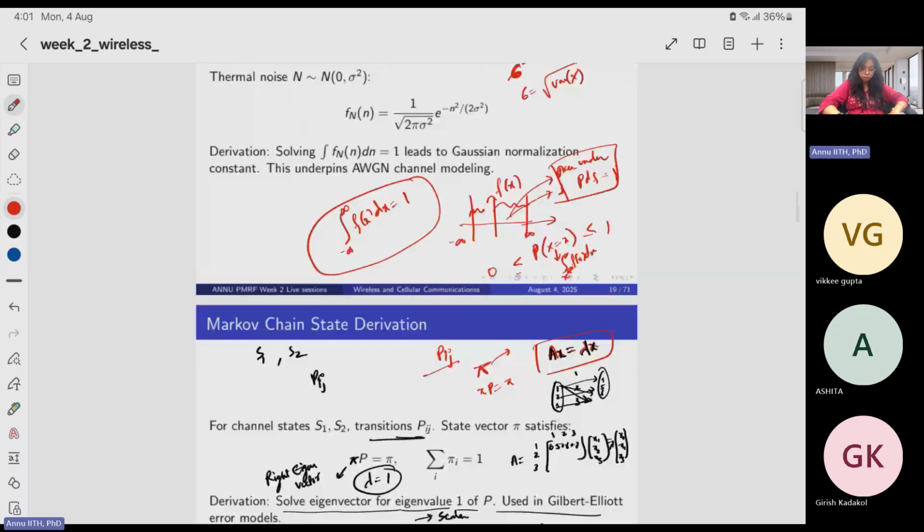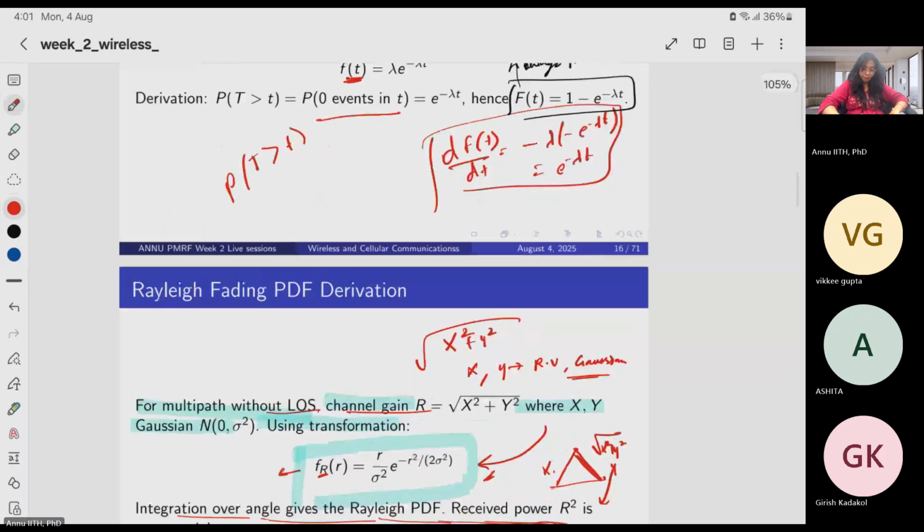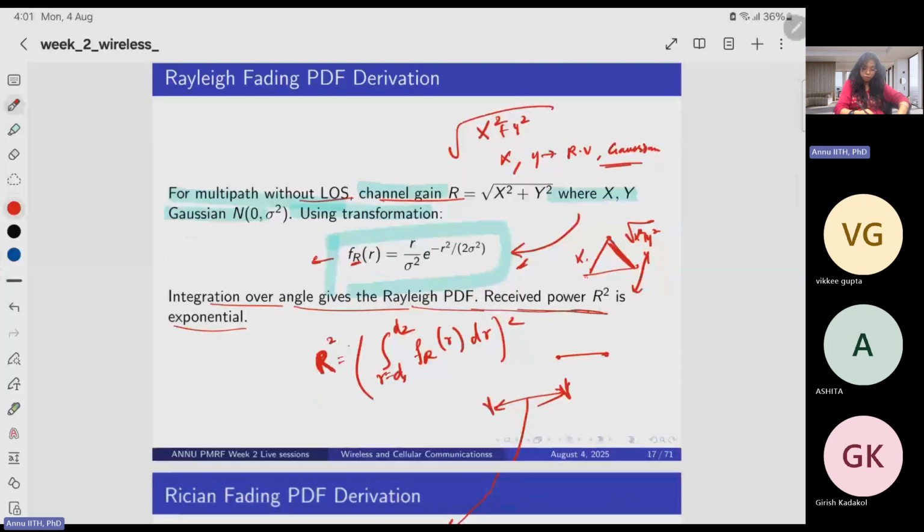But the Rayleigh distribution, this is r square. Okay, r by sigma square e power minus r square by 2 sigma square. Since r is greater than or equal to 0, here also it is r greater than or equal to 0. It is this. And if it is r square, then no power is there.